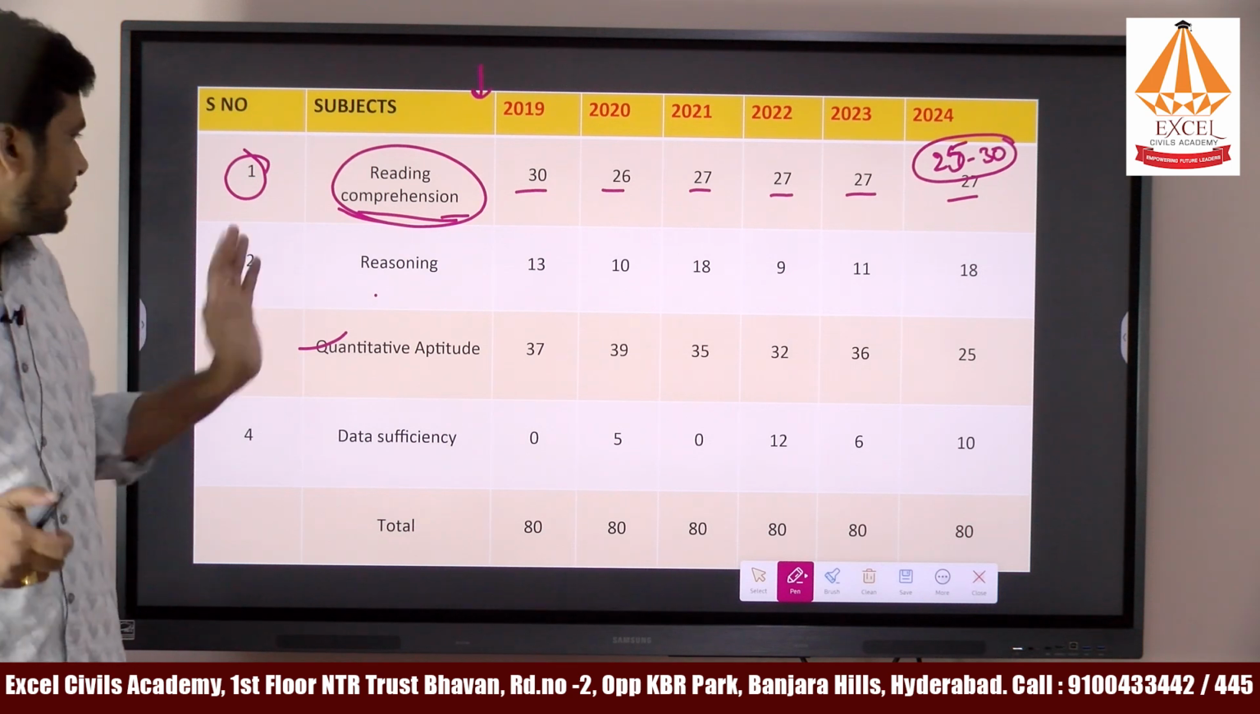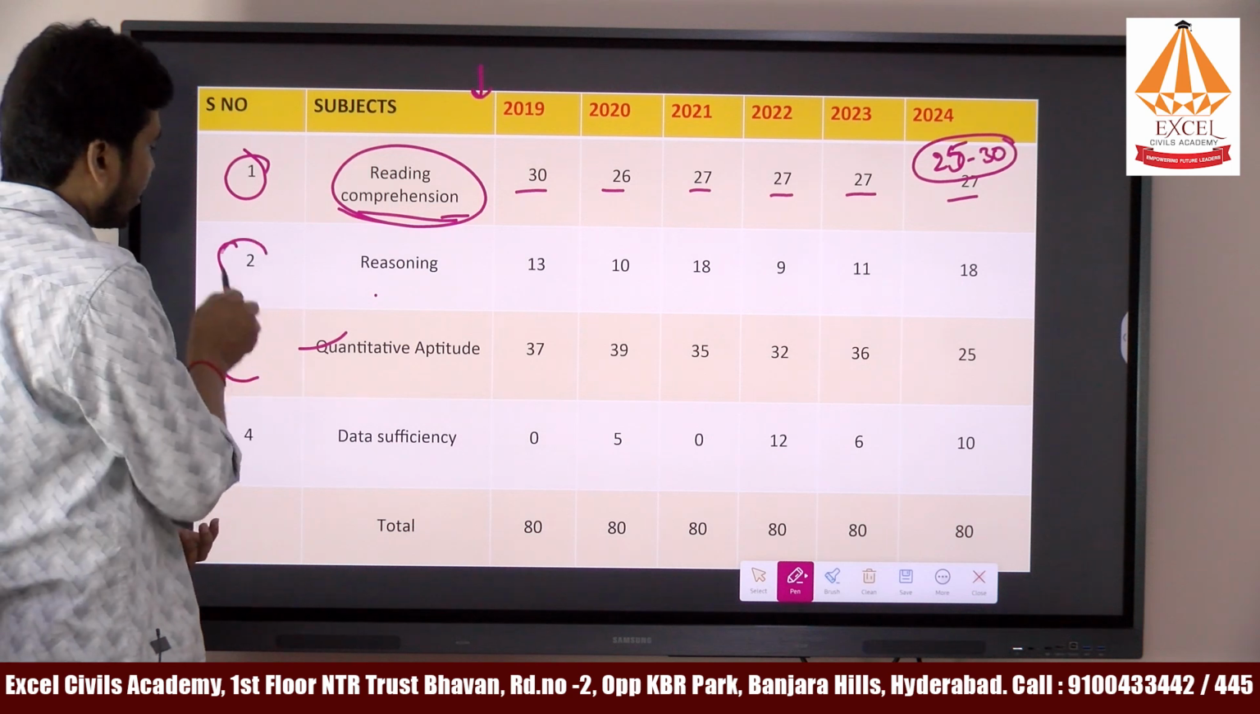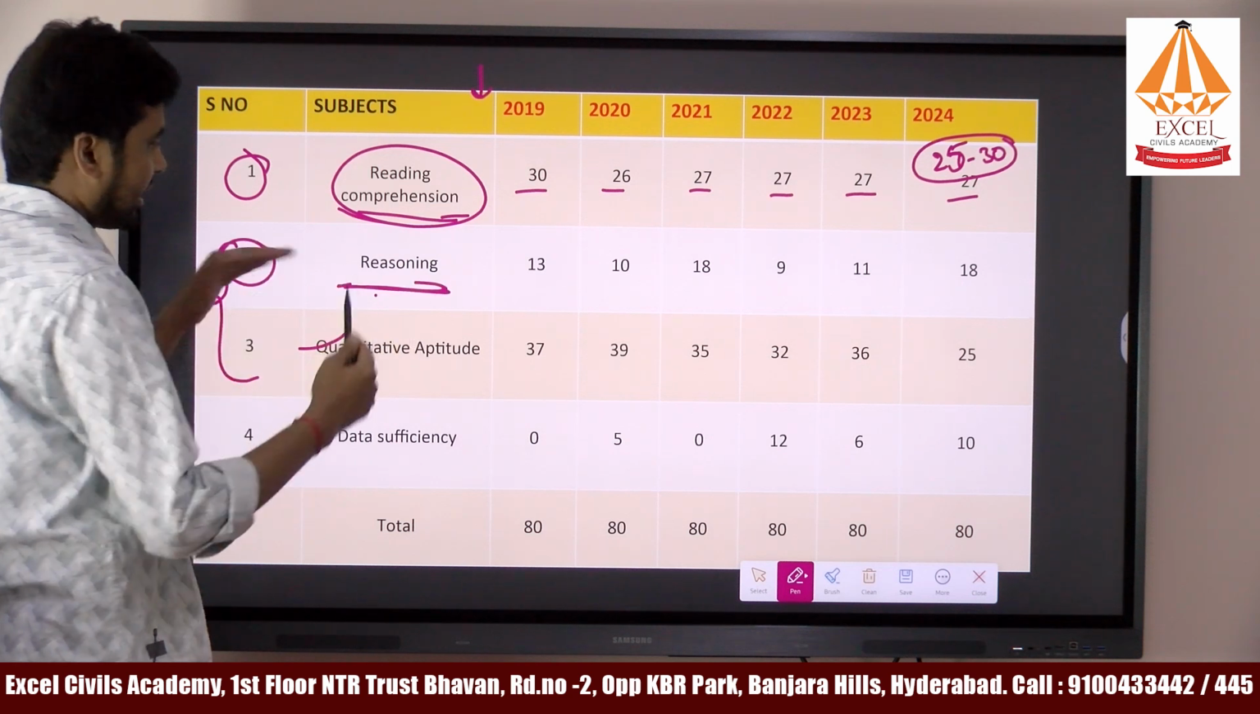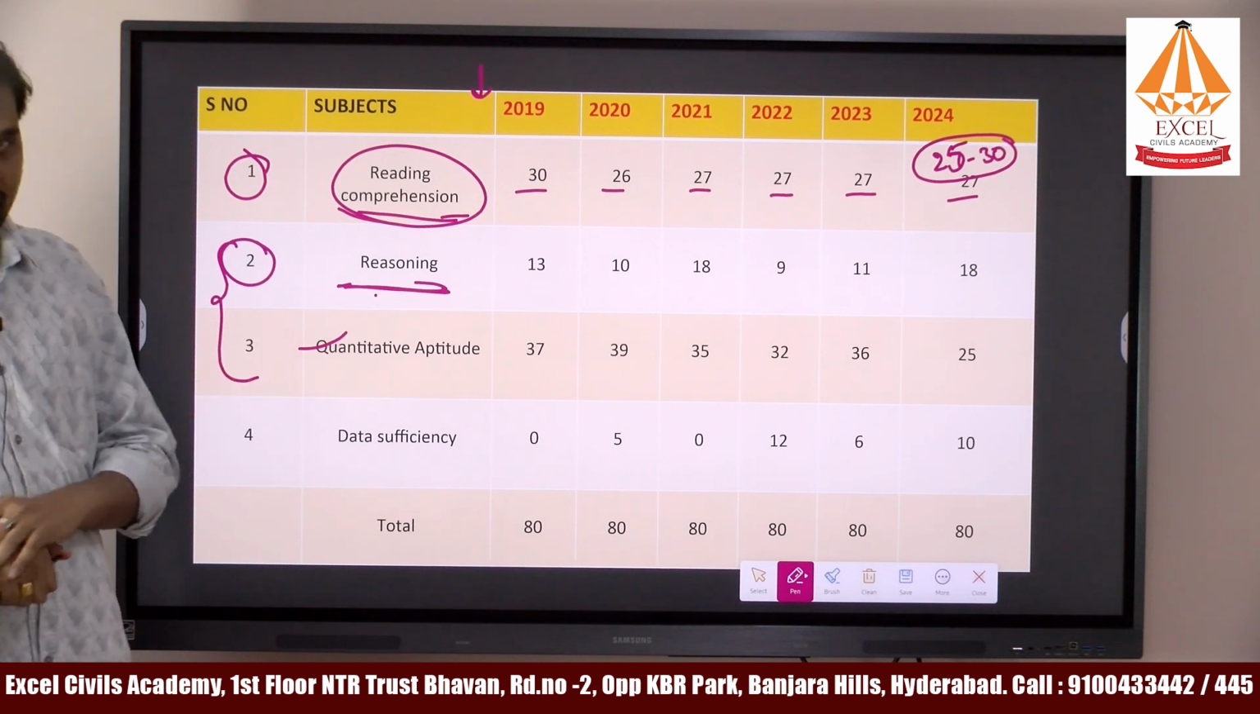Anyway, the main part is related to logical reasoning and quantitative aptitude. I'll come to the logical reasoning part later. I mean, the next subject is what? Logical reasoning. Now we talk about the logical reasoning part.